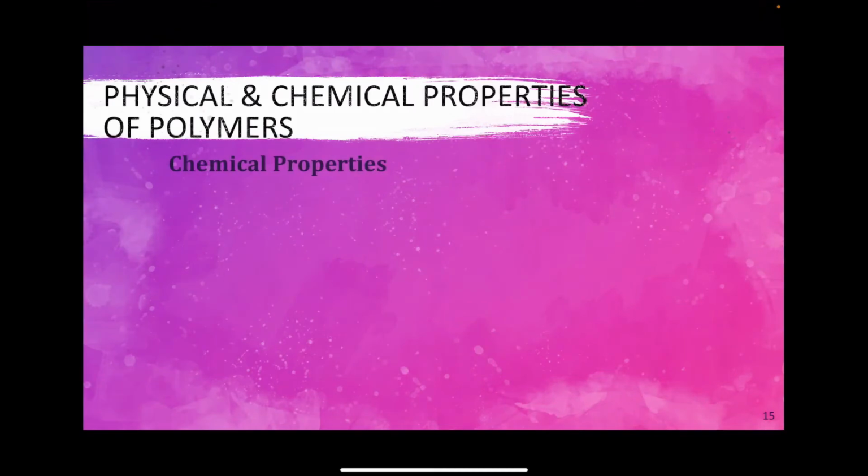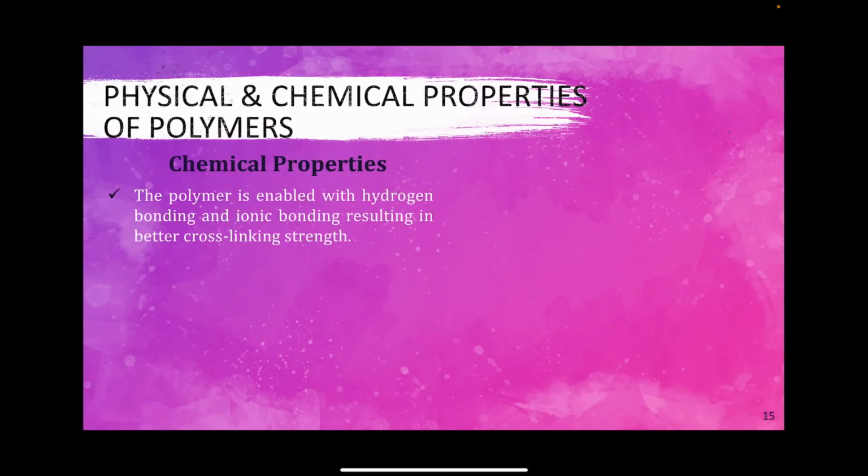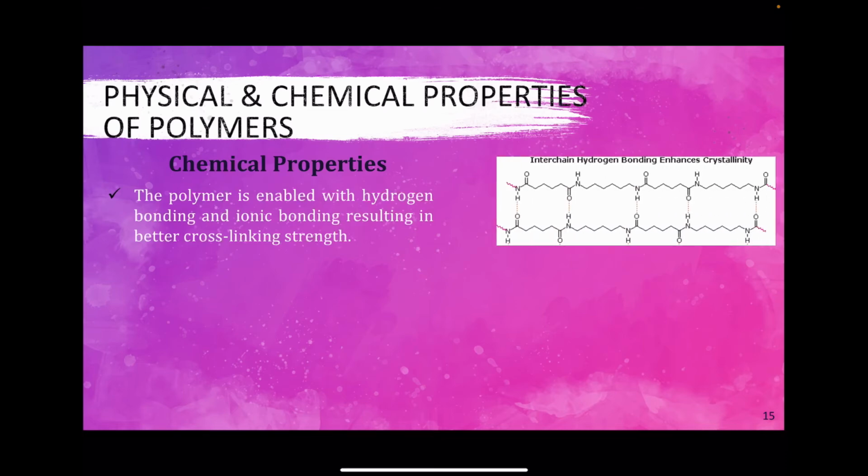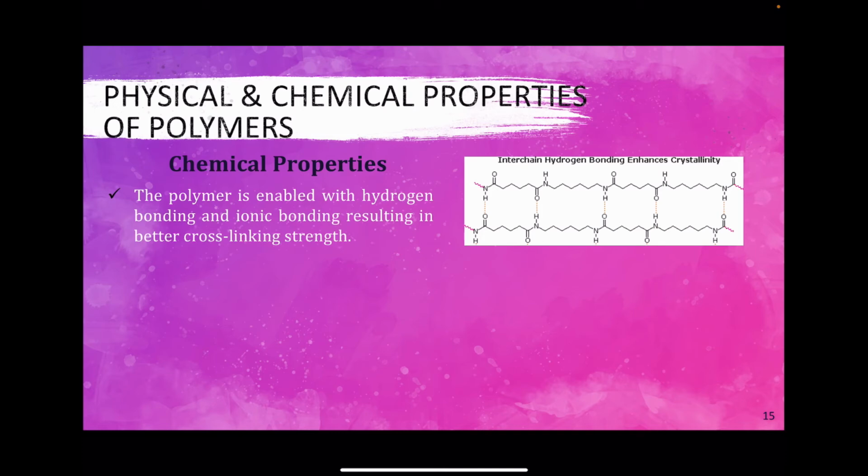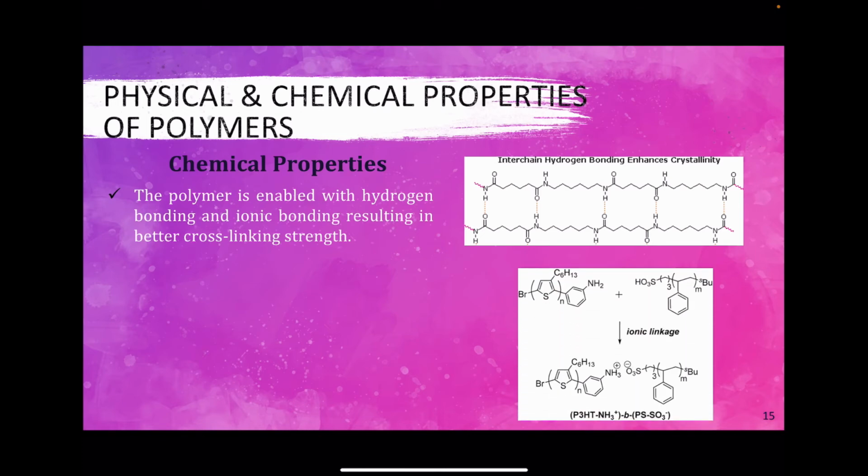Next, we move to the chemical properties of polymers. Polymers are enabled with hydrogen bonding and ionic bonding, resulting in better cross-linking strength. If you can see, some of the polymers can form hydrogen bonding between the polymers to form the cross-link strength. And then they can also create ionic linkage between the polymers to produce better cross-linked polymer with high strength.